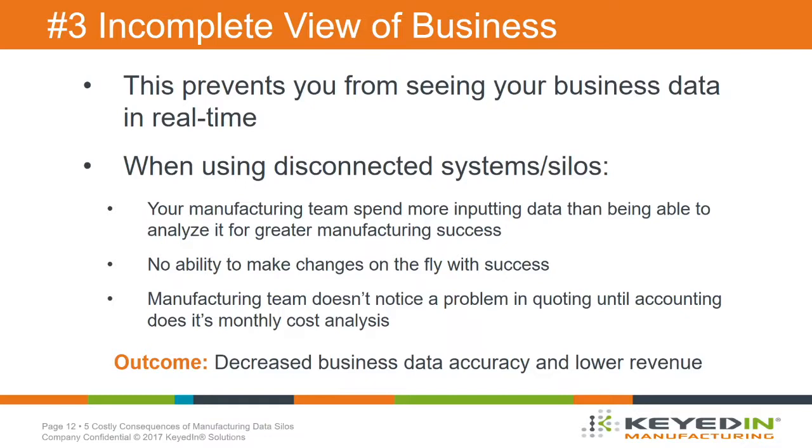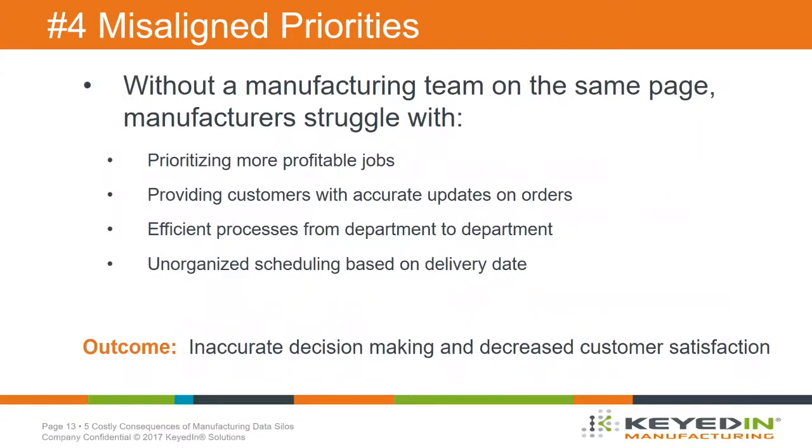And then again, very often we see problems at the very beginning where quoting or estimating may be misquoting something, and it's not until we've done a month end and see how well the business did for the month that we really see, hey, there are some problems out there and we need to investigate what's really going on. So at the end of the day, the outcome is obviously decreased data accuracy, lower revenue, lower profitability in many cases.